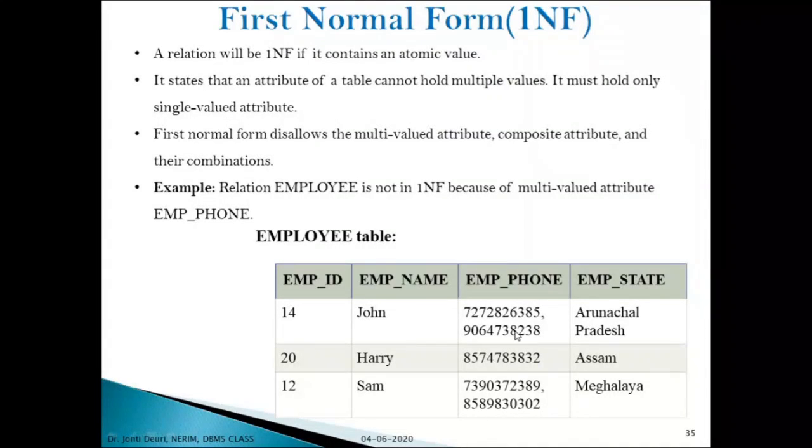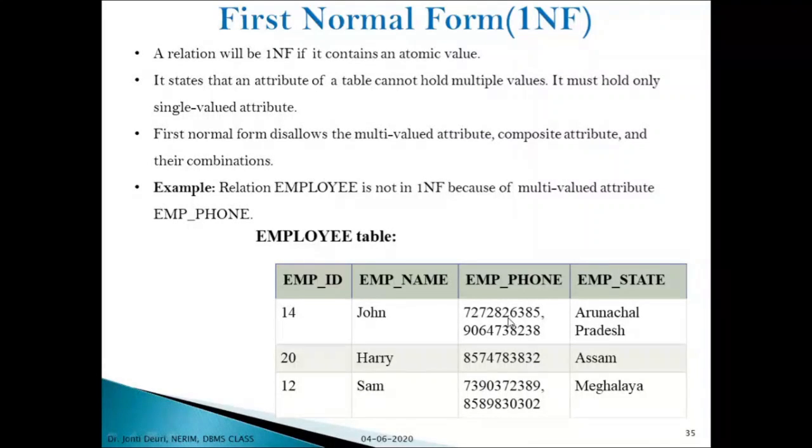If we remove this, we make another row for, say, the mobile number. Here two mobile numbers are given in the same row. In the same row, employee mobile number one is 7272826385, and another one is this one. So now this table has multiple values. Multi-valued is there in this attribute, employee phone. So this is not in the first normal form.